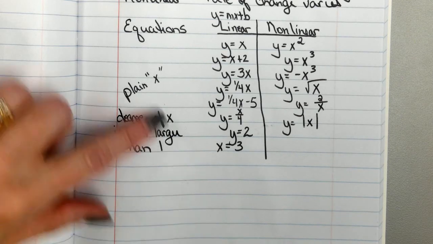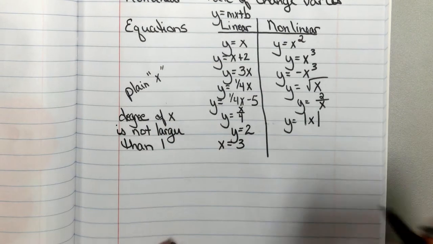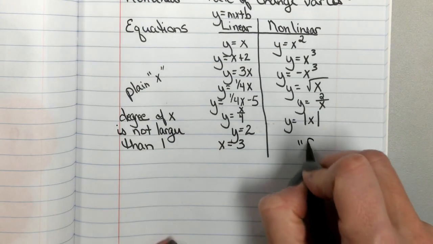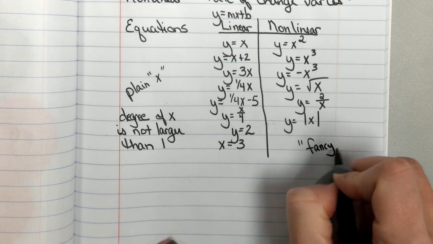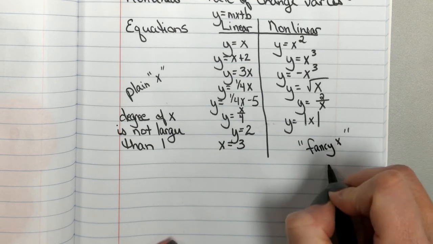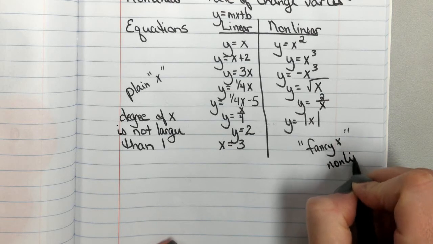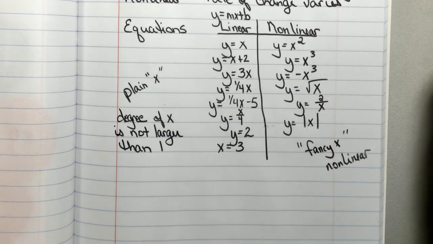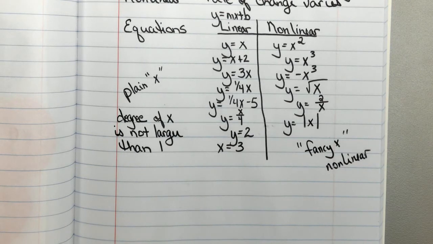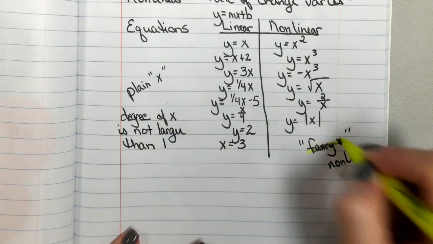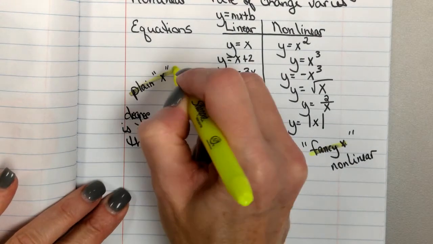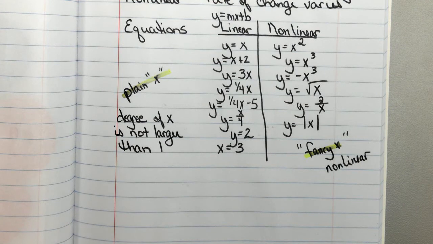But if you can just remember, if you have a plain x, that's linear. If we have a fancy x, that's nonlinear. So something's going on with the x, so it's fancy. Everybody wants to be fancy. Then it's nonlinear.